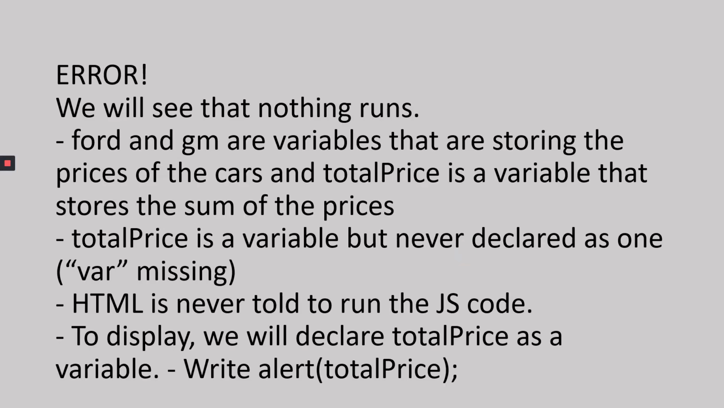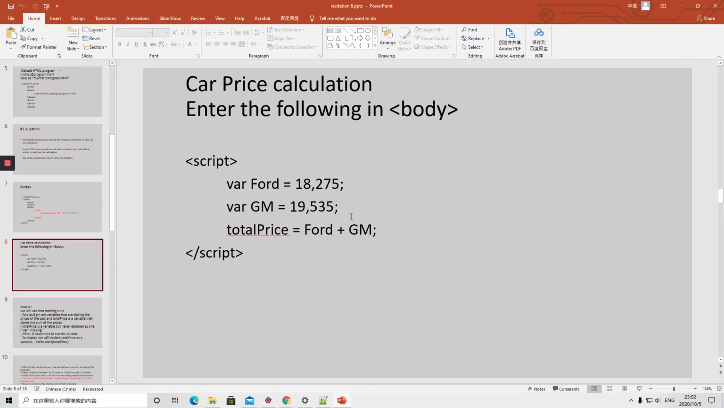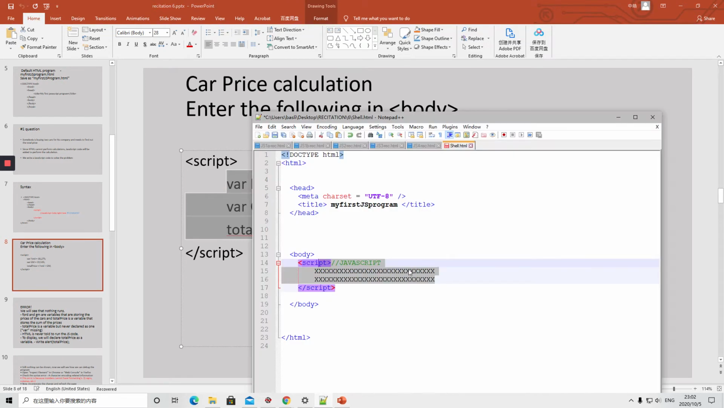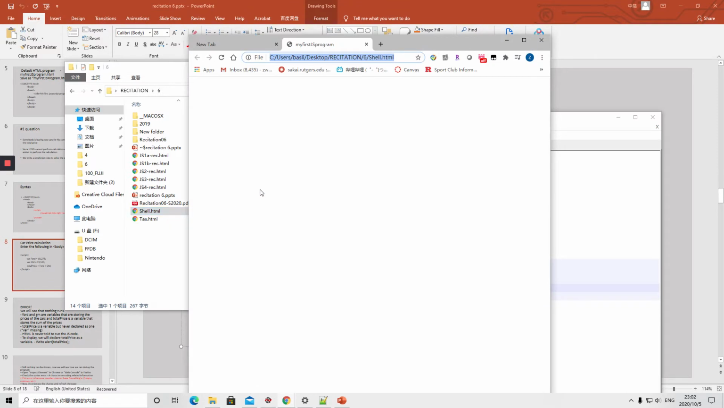Okay, let's see. As you can see right here, I already have my code. So if I copy it right here, let's save it. Okay, I want to save. It could be wrong or not. I just double click to show it, but it seems that it doesn't work at all.